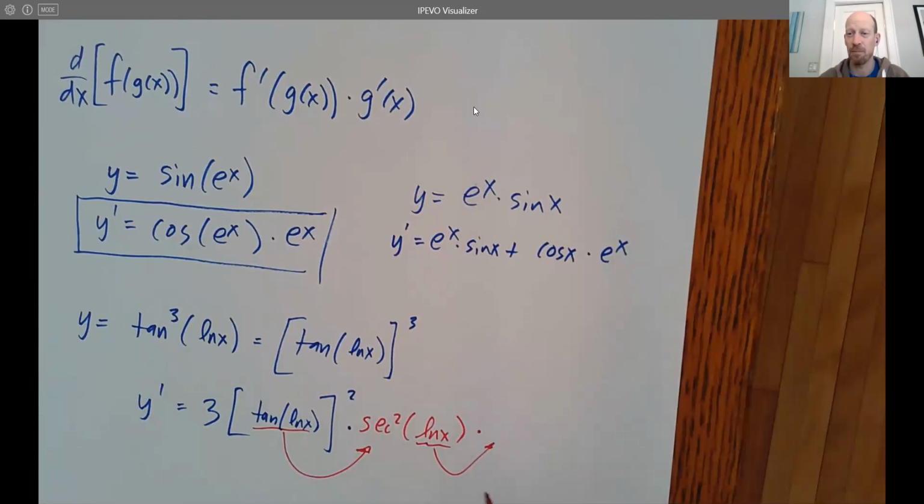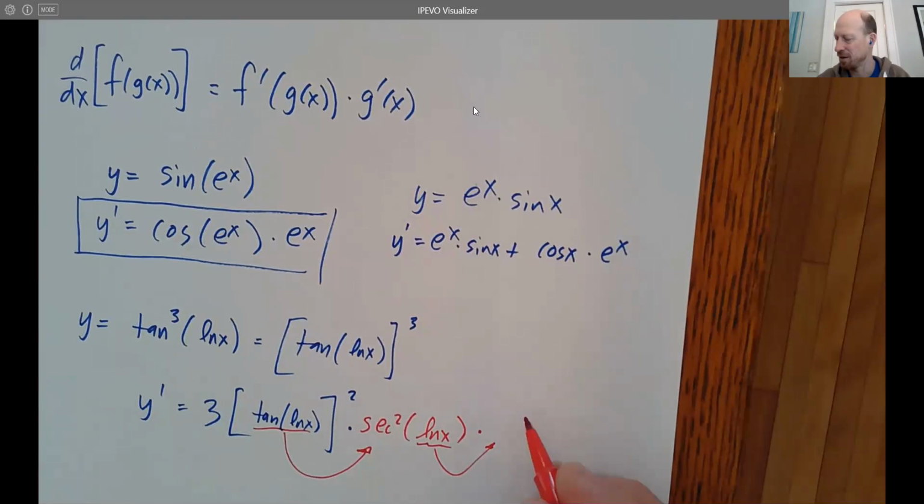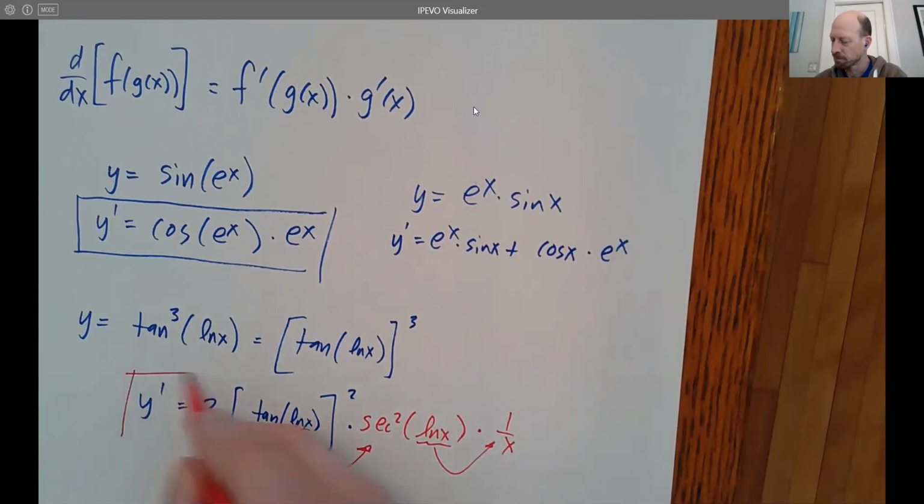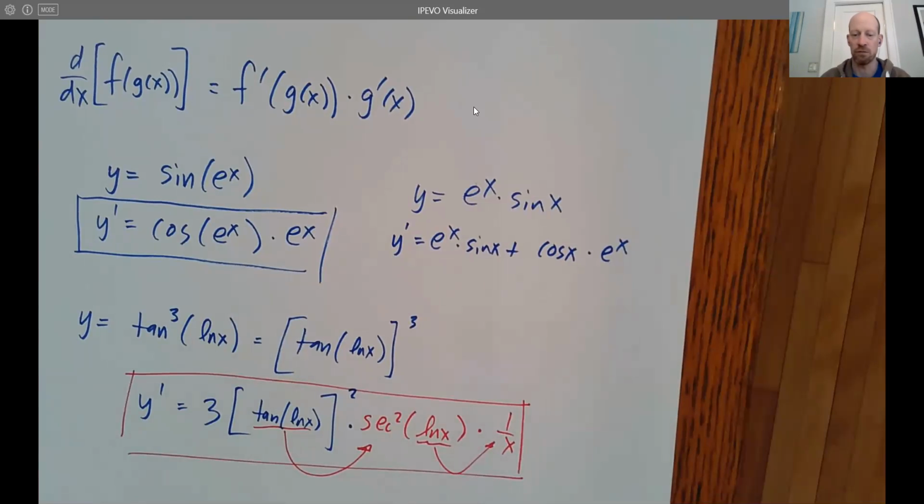Luckily here I'm done. I've peeled off the last layer. I know the derivative of the natural log of x because we just talked about it. It's 1 over x. There's no chain rule there. That's a function I know the derivative of directly. So one nice thing about the chain rule is there's usually not any simplification that you need to do, because it's often written as a product already, just like this one is.